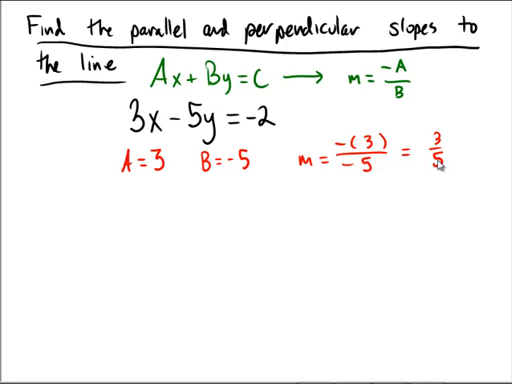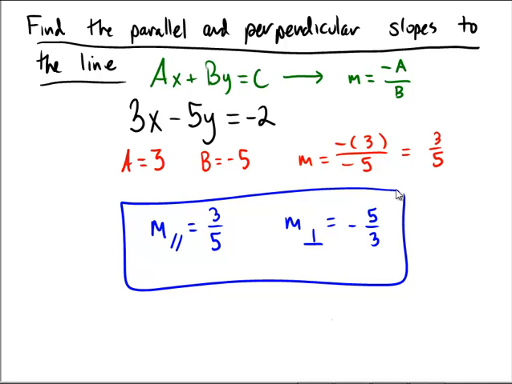Now, two lines that are parallel have the same slope. They rise and run the same. So m parallel would be equal to the exact same slope we just found, which is 3/5. On the other hand, m perpendicular, which has to be orthogonal to the original line, is going to have a slope which is the negative reciprocal of the parallel slope, or the slope of the original line. So since m parallel was 3/5, that means that m perpendicular is going to be negative 5/3.